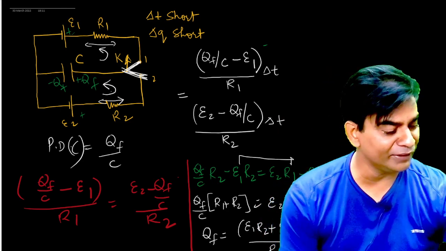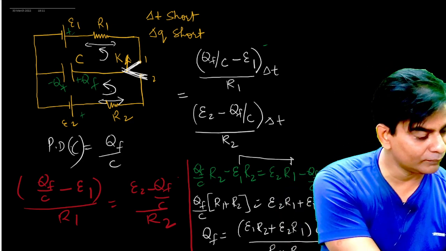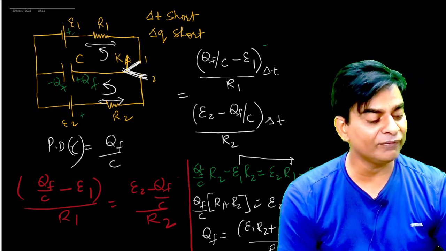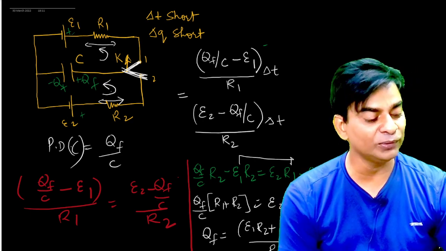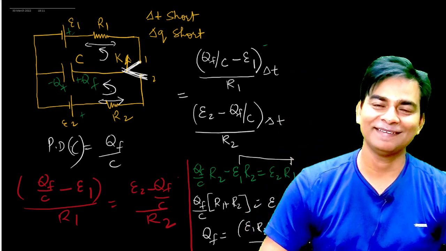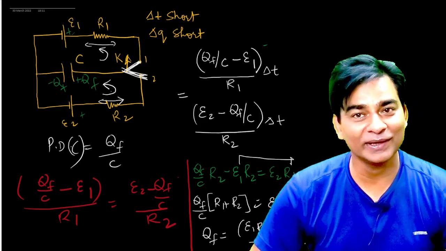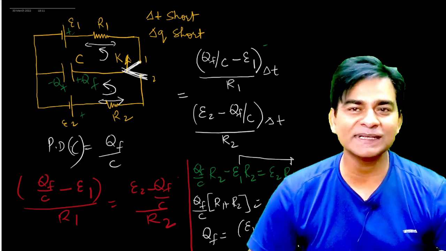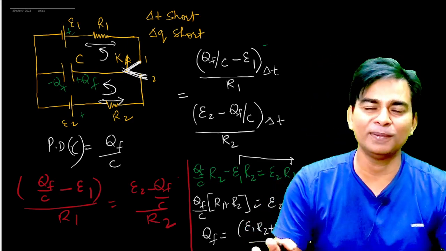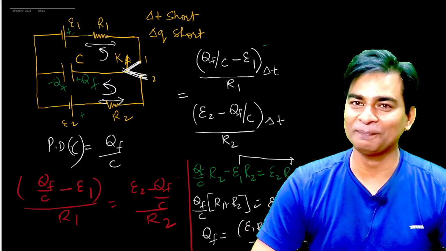What is the answer given? The answer is C times E1 R2 plus E2 R1, divided by R1 plus R2, and the answer is correct, right? I hope it's a very beautiful problem, okay? And many beautiful problems are there in Cengage, Irodov, full of beautiful problems, for those who have deep interest in physics, okay?